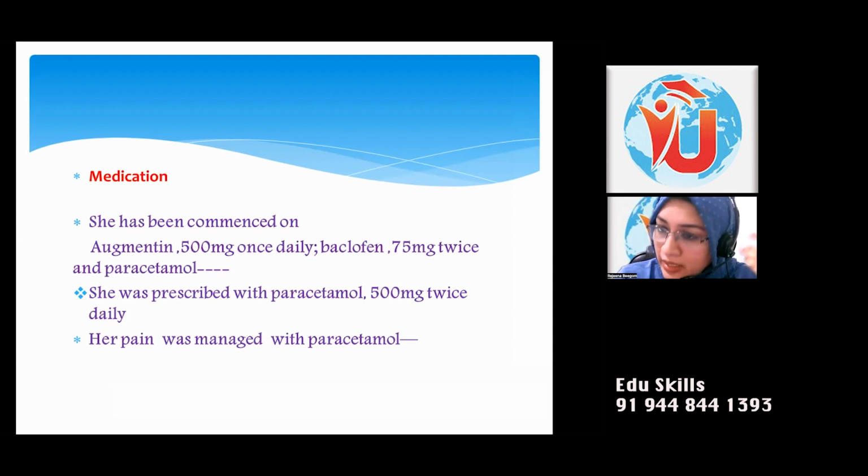Otherwise you can write she was prescribed paracetamol 500 mg twice daily. That thing is finished, no need to continue anymore. She was prescribed, and she is okay. It's gone. If you want to continue this medication, she has been commenced on augmentin 500 mg once daily, semicolon, baclofen 75 mg twice, and paracetamol according to the dose. You can write it here. Or sometimes they specify how many days to continue, for another 5 days. You can write that along with this.